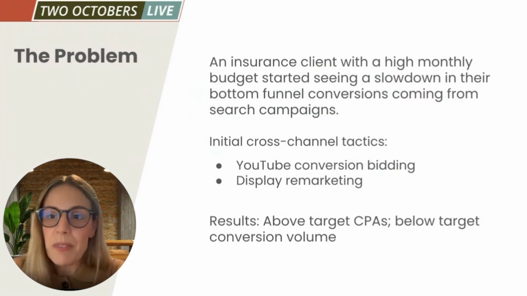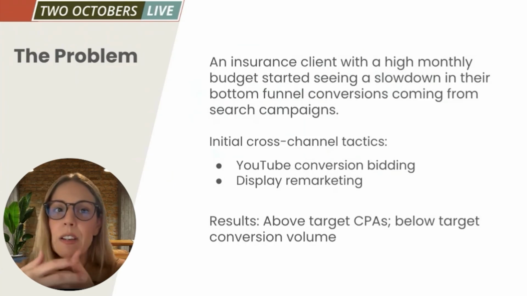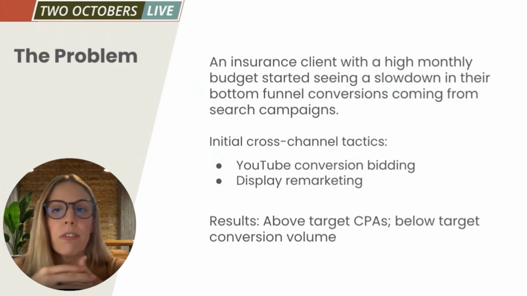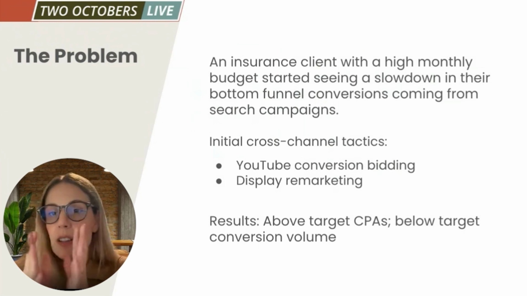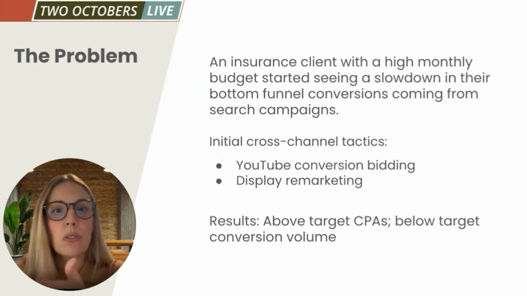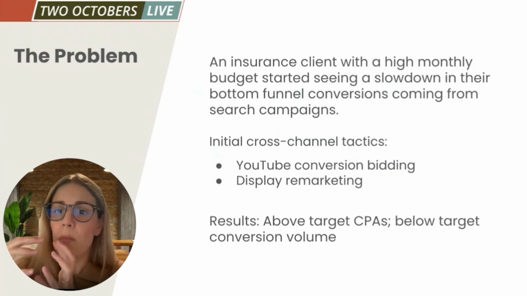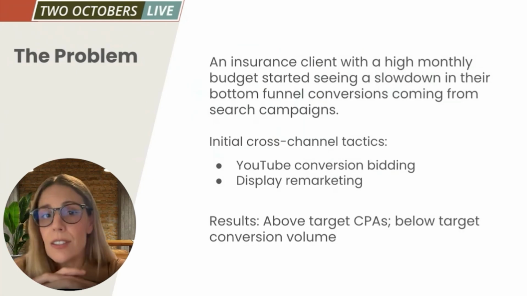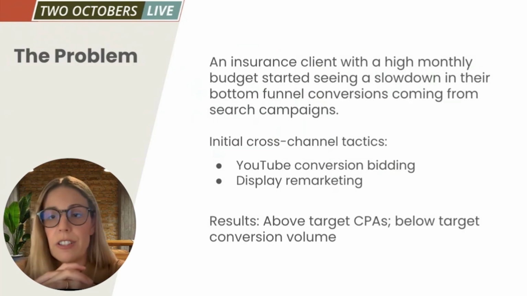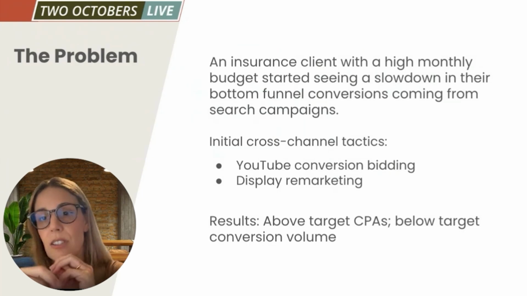So, the problem that we were looking at with our insurance client is that they had a high monthly budget. And for a while, that was doing really well for them. So, after some time of using just paid search placements and YouTube conversion bidding and display remarketing, all of these warmer audiences started to see a slowdown in their bottom funnel conversions. And most of that came from their search campaigns, where we really depended on search to get those conversions.